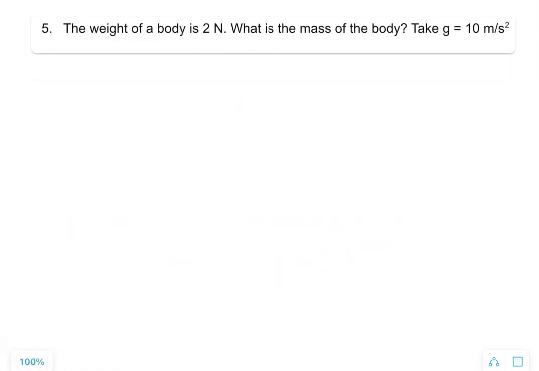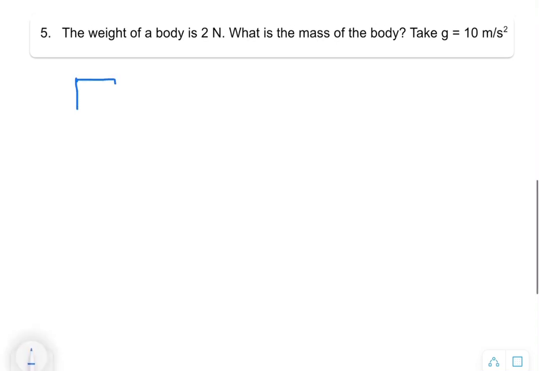The weight of a body is 2 newtons. What is the mass of the body? Take g equal to 10 meters per second square. So here is a body having weight equal to 2 newtons. Now we are supposed to find the mass of the body.